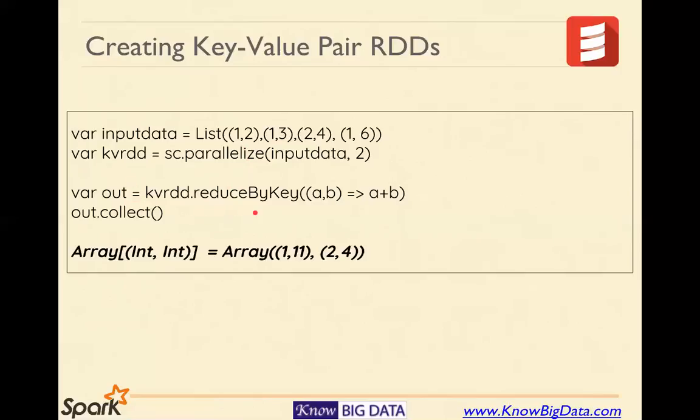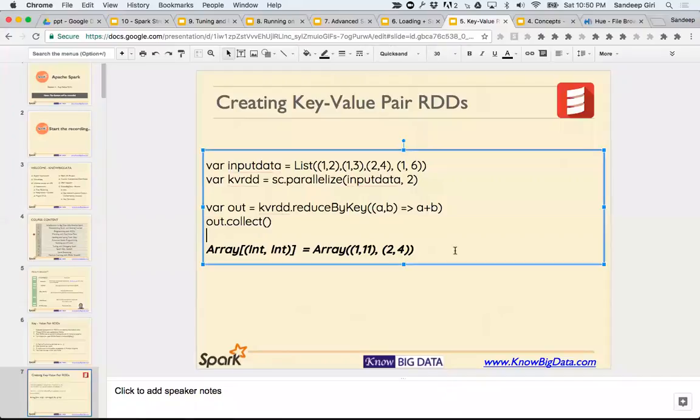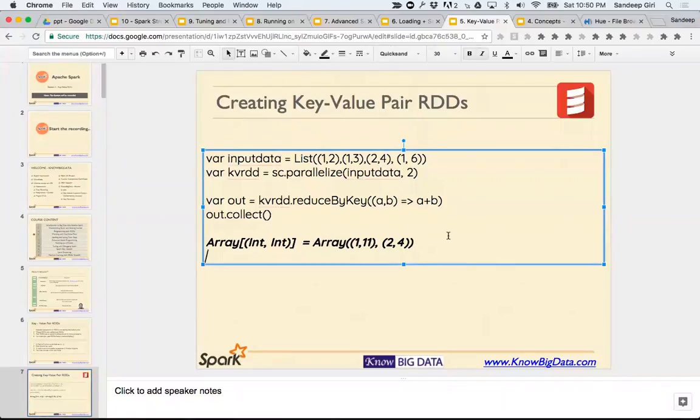Now we can reduce by key like this. See, a tuple will come as an argument and then we can sum it up. So what is happening here when we say reduce by key? This data is going to be ordered by the key and grouped by the key. So 1 2, 1 3 and 1 6 will get grouped together. So our function will be called twice.